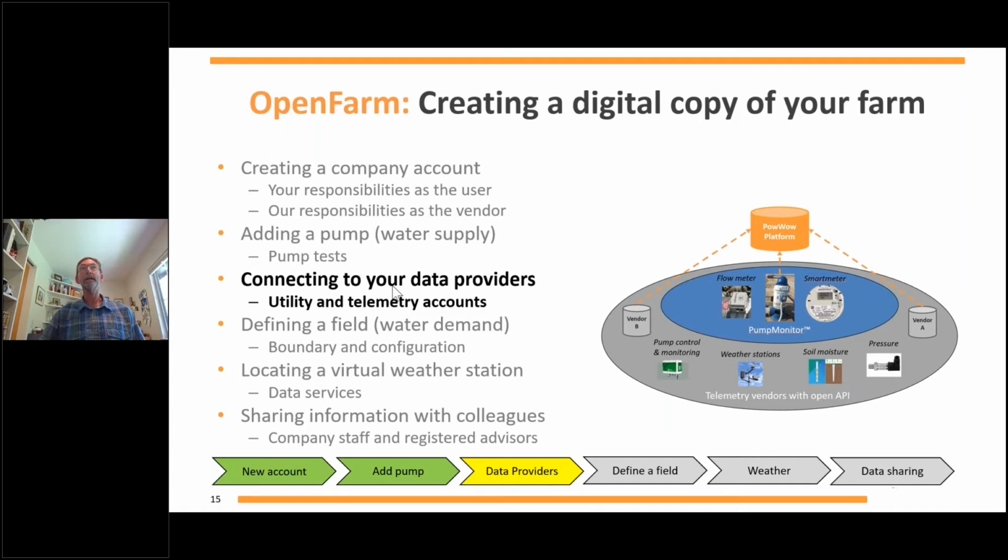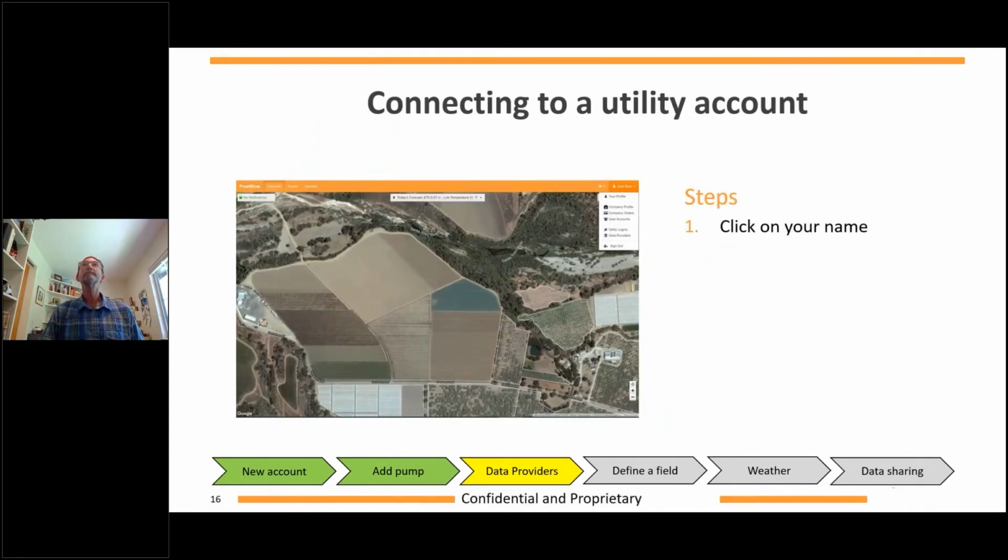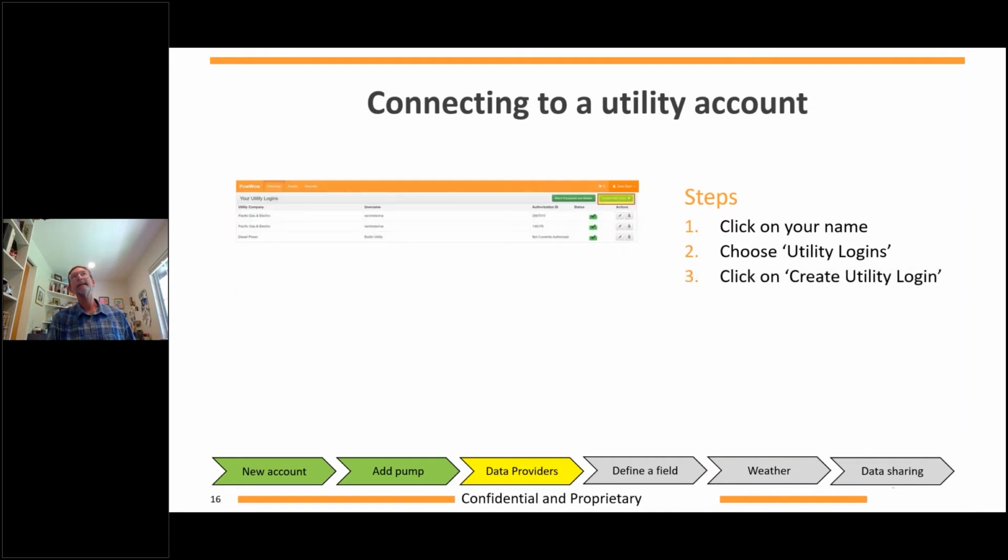So data providers can be utility accounts, and it can also be telemetry accounts if you've got other sensors, other than smart meters, sitting out on your farm. So connecting to a utility account is fairly straightforward. You'll click on your name, and then a menu will pop up. You'll see utility logins. You'll click on utility logins, and you create a utility login. And in the case of your two accounts, those are set up, those are done. So this has been done, but if you choose to do this for your own farm, you'll want to create a utility login for your farm.